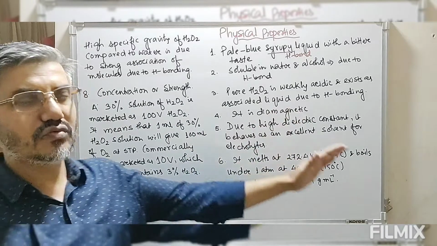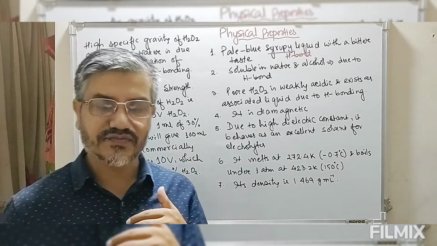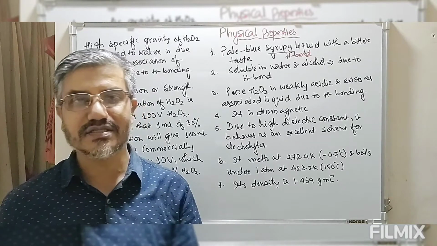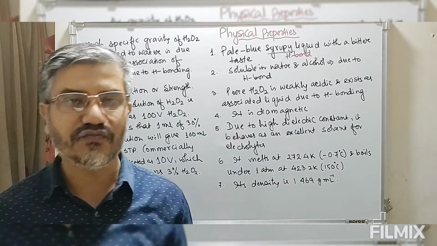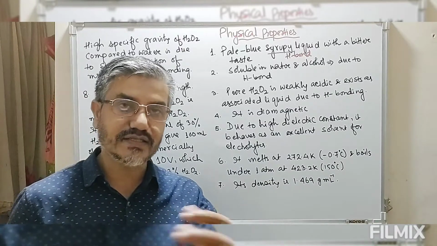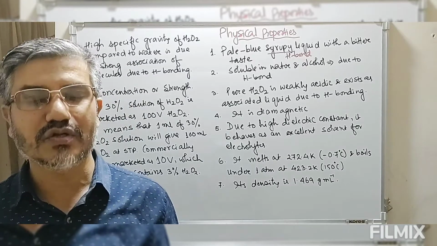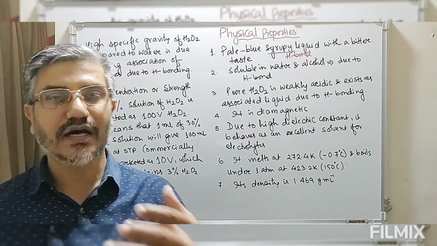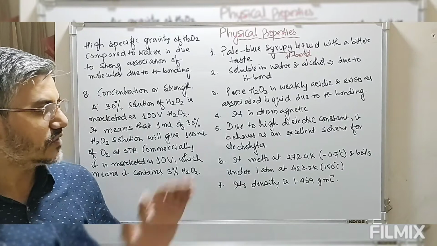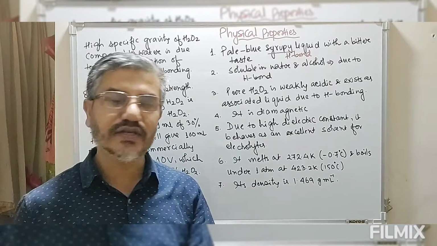Then, the dielectric constant of hydrogen peroxide is very high, similar to that of water. Because of this high dielectric constant, hydrogen peroxide behaves as a very good solvent for electrolytes. That means it dissolves ionic compounds easily. Similar to polar compounds, ionic compounds are very soluble in water, the reason being the high value of the dielectric constant of water. Similar to water, hydrogen peroxide also has a large value of dielectric constant, and because of this it acts as a very good solvent for electrolytes.